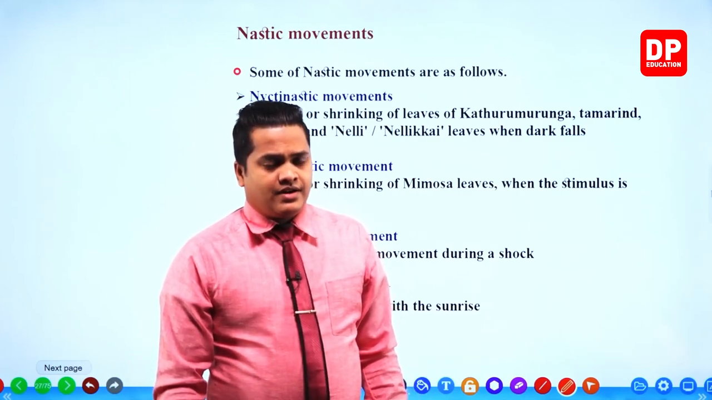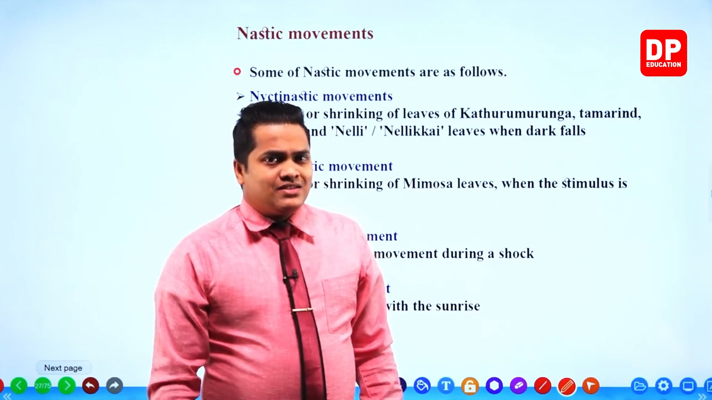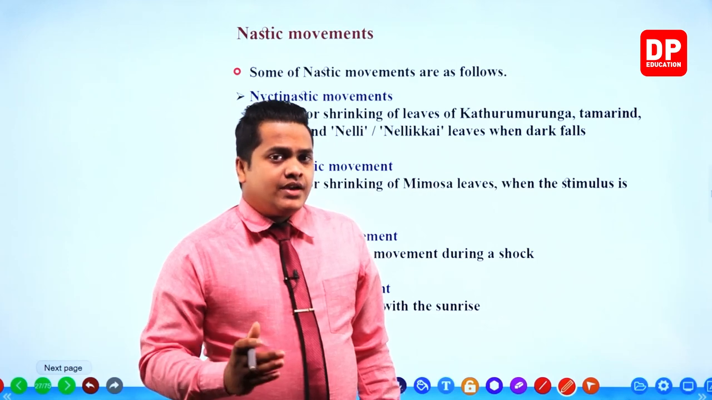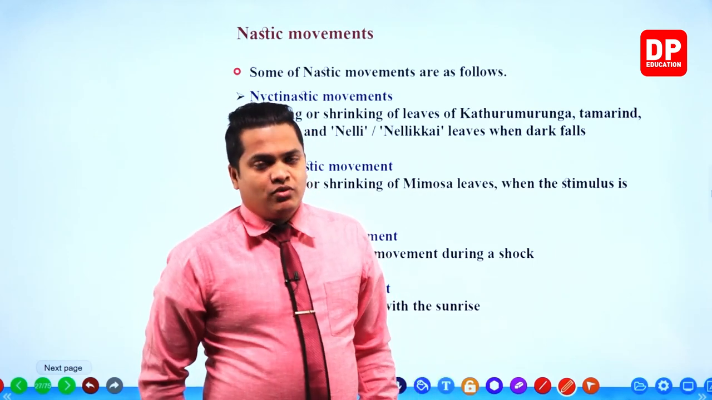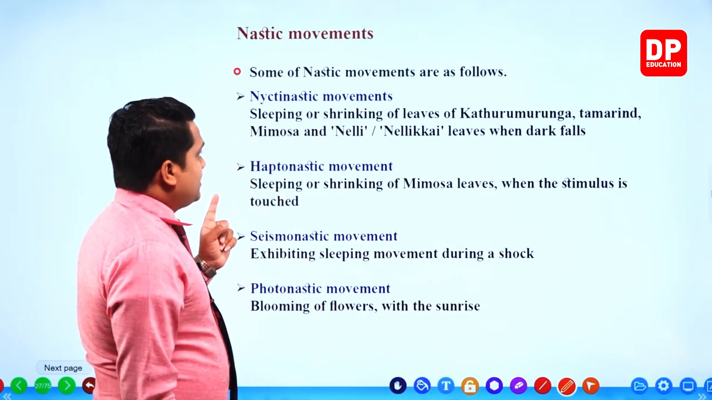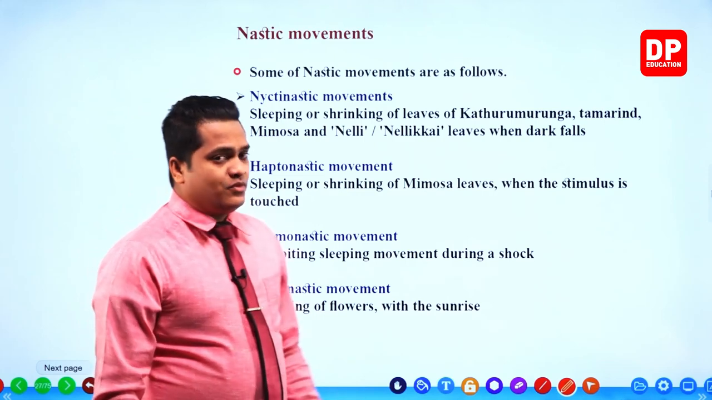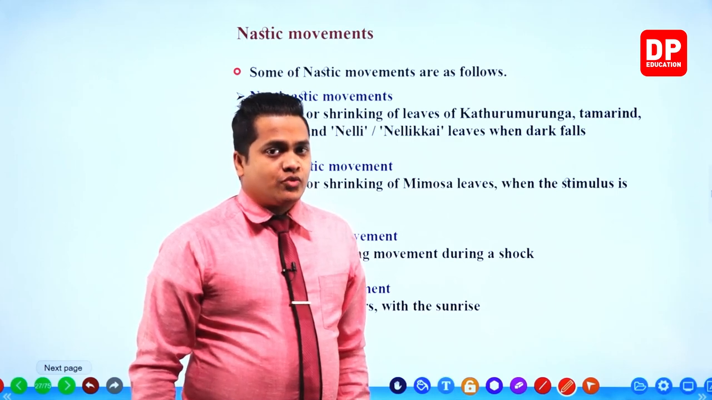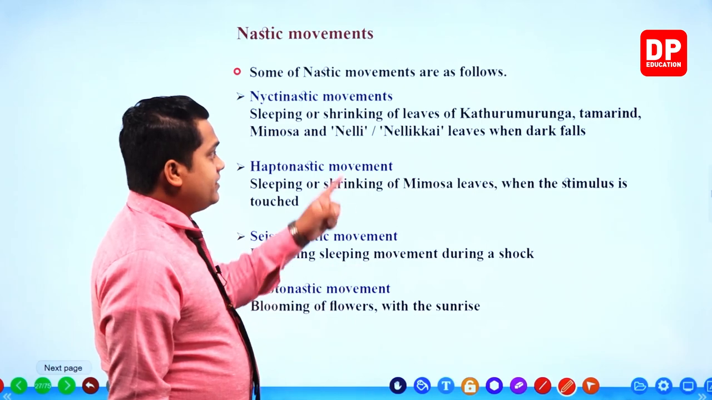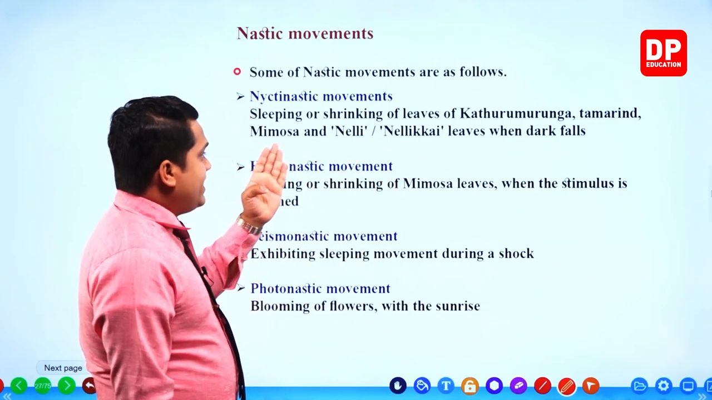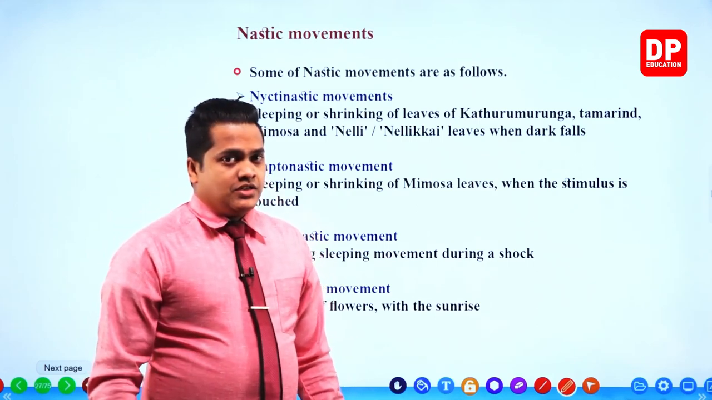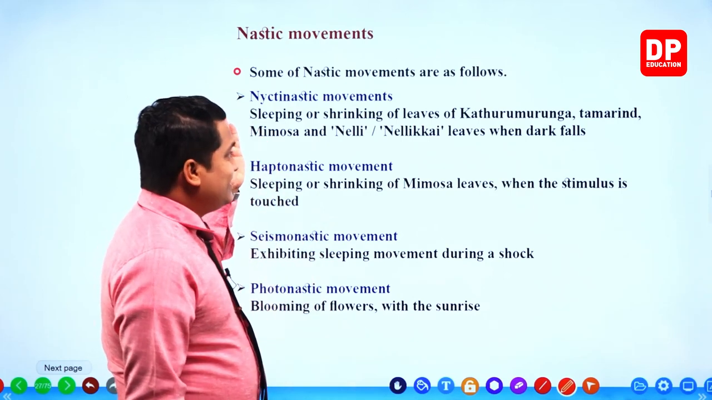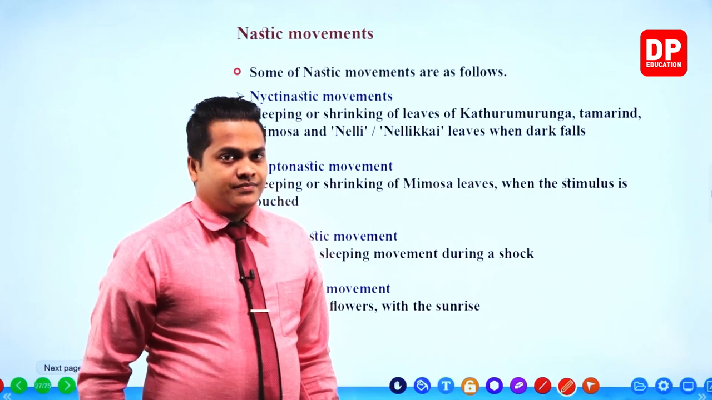Albizia is also the same. These plant leaves show these sleeping movements because of the nastic movements. So these nastic movements are referred to as nyctinastic movements. When dark is going to fall, in some plants, the leaves are going to show the sleeping or shrinking movement. Examples are, my dear children, Sesbania or Kathurumurunga, tamarind, mimosa and nelly. These plants show sleeping movements when dark is going to fall. This is referred to as the nyctinastic movement.